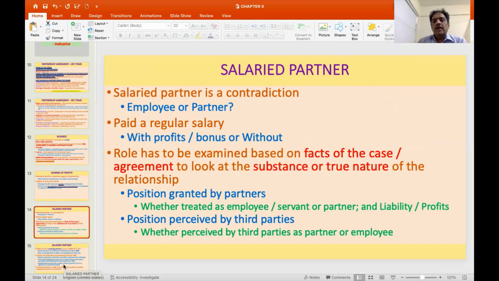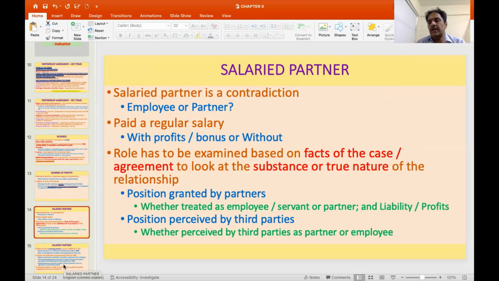So, what are the indications to see whether he is merely a salaried partner or a partner? First thing is whether he is treated as an employee or a servant, or whether he is treated as a partner. That is something which has to be checked. So if he is subject to liabilities, if he has a share in the profit, etc., then you can conclude that he is both sharing the losses and profits. So he will be treated as a partner.